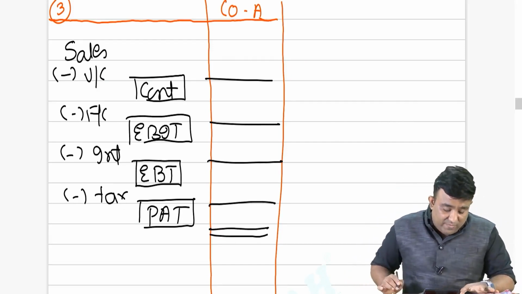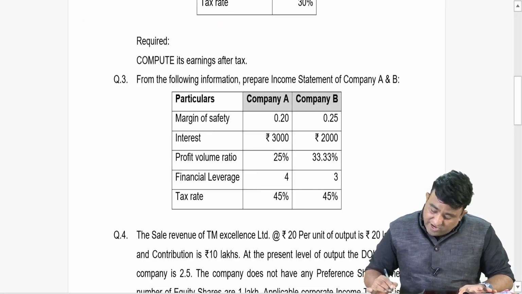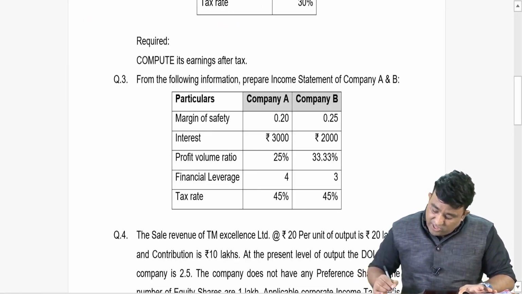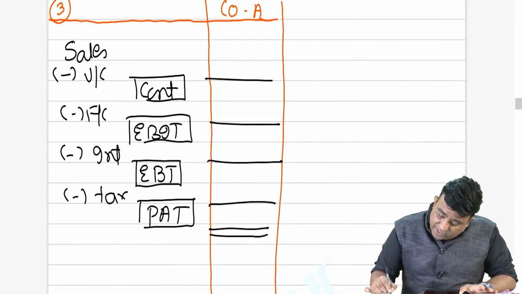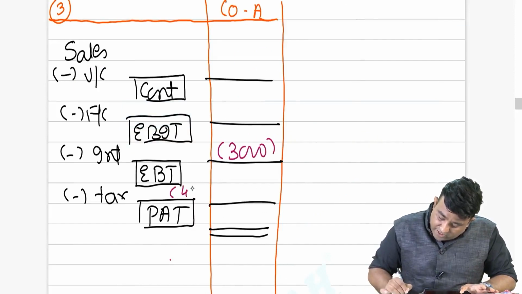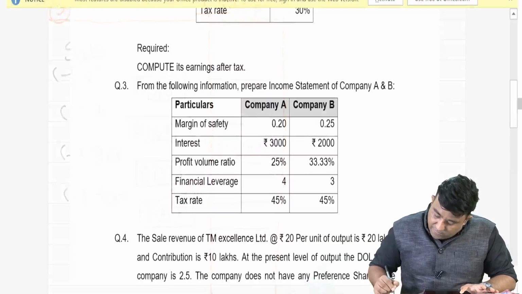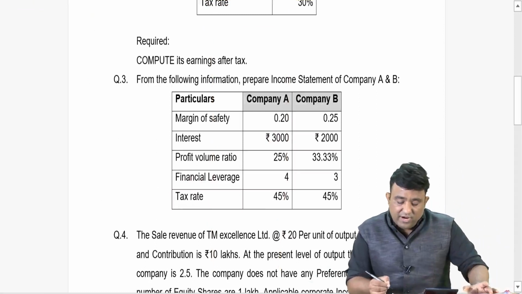Student, check what are the ready-made figures given in the example. The ready-made figure, company A, interest is only given. Yes, no? Interest is given, students. Let me check this. Interest is, I think, 3000 if not wrong. And tax is 45%. Am I clear? Interest is 3000, tax is 45%.